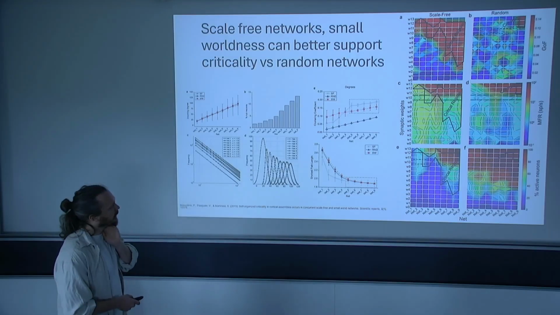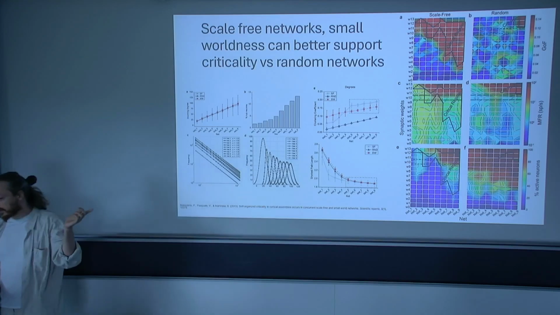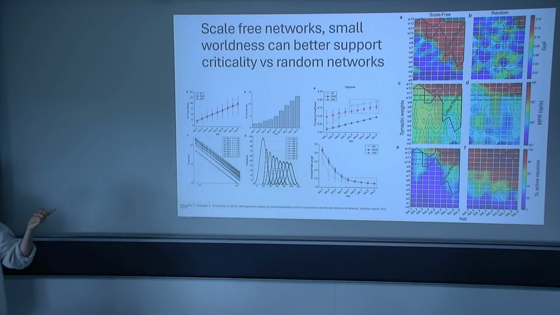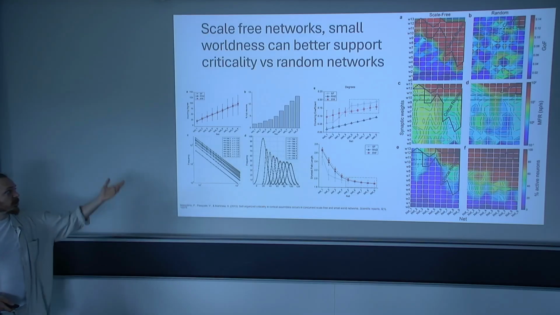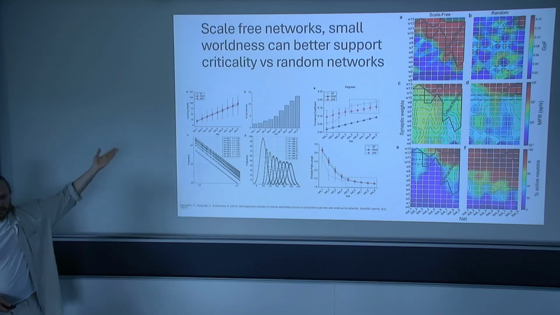Okay. Yeah. So this is of course useful for us. We want to try to have higher criticality because we want to have better dynamic range and better computational power, and to get that we might want to try to induce these features in the network's connectivity.